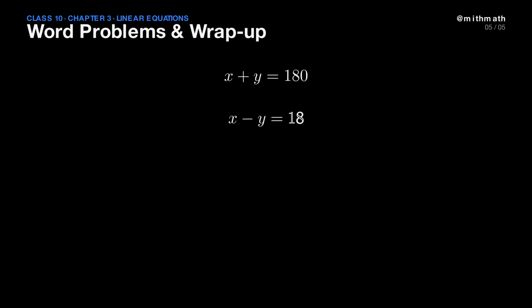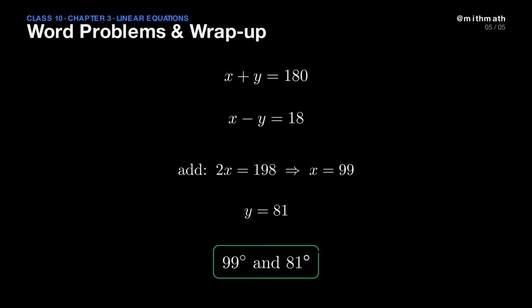Supplementary means they add to 180, x plus y equals 180. And the larger exceeds the smaller by 18, x minus y equals 18. Add the equations. 2x equals 198, so x equals 99, and y equals 81. The angles are 99 and 81 degrees.